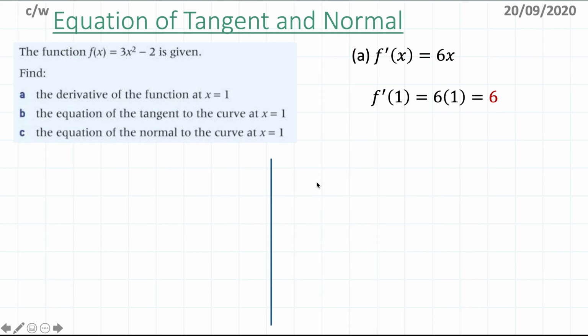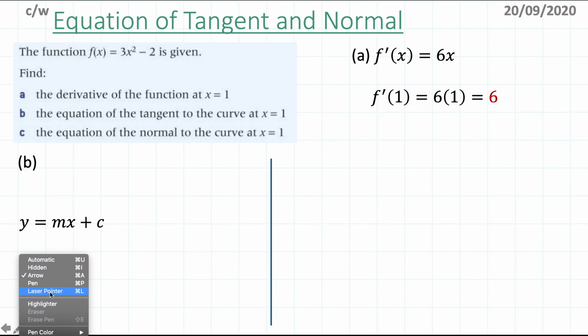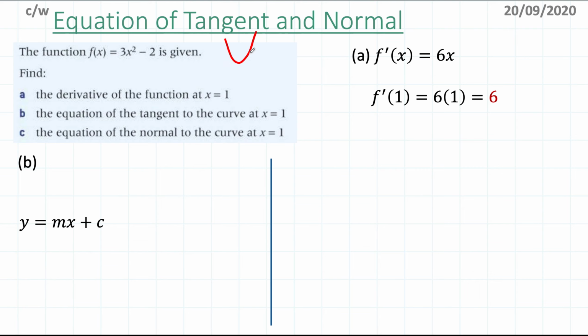So keep in mind that this 6 is the gradient of the tangent at x equals 1. So when I'm trying to find the equation of the tangent, I already have the gradient. I have my m in this case. So if I have y equals mx plus c, this will be the equation of the tangent at x equals 1. So if I have my curve here, this is a quadratic, and this is my 1. If I have my tangent here, I need to find the y equals mx plus c. I already have the gradient of it, which is 6.